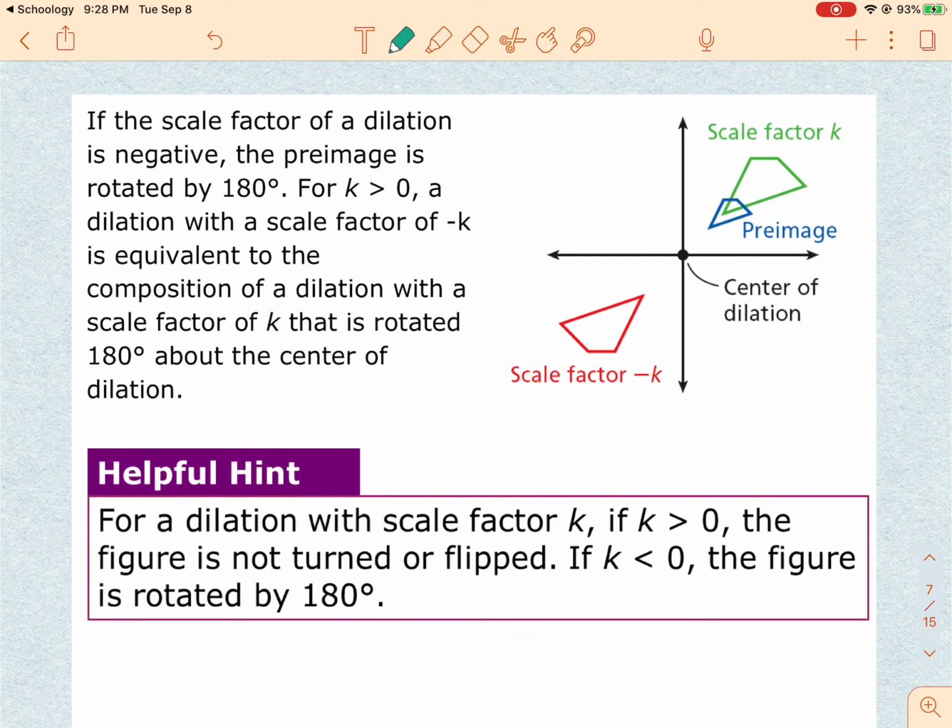If the scale factor of a dilation is negative, then the pre-image is also rotated by 180 degrees. So that's something to point out: if it's less than 0, so if it's a negative number, you're multiplying by that k, but then it ends up rotating 180 degrees as well.